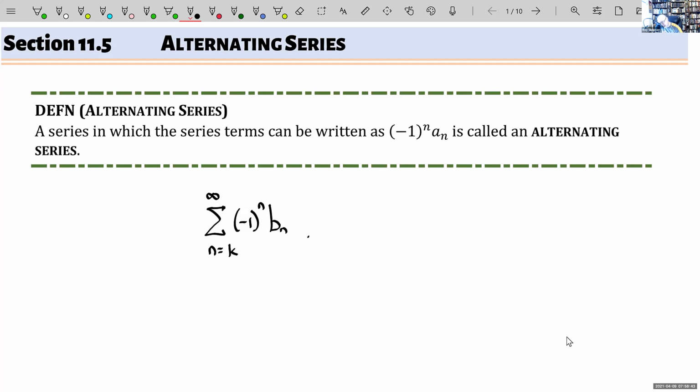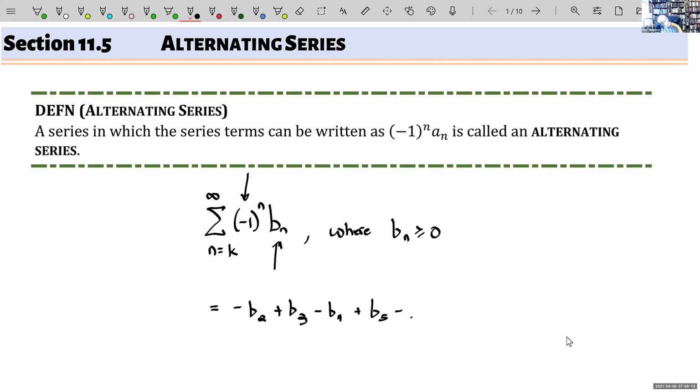And I'll just say where b sub n is not negative. So these terms right here, the b sub n terms, we're going to assume that those are the positive ones, and then the negativity comes from that coefficient. And so if you take a look at this, it might be something like negative b2 plus b3 minus b sub 4 plus b sub 5.